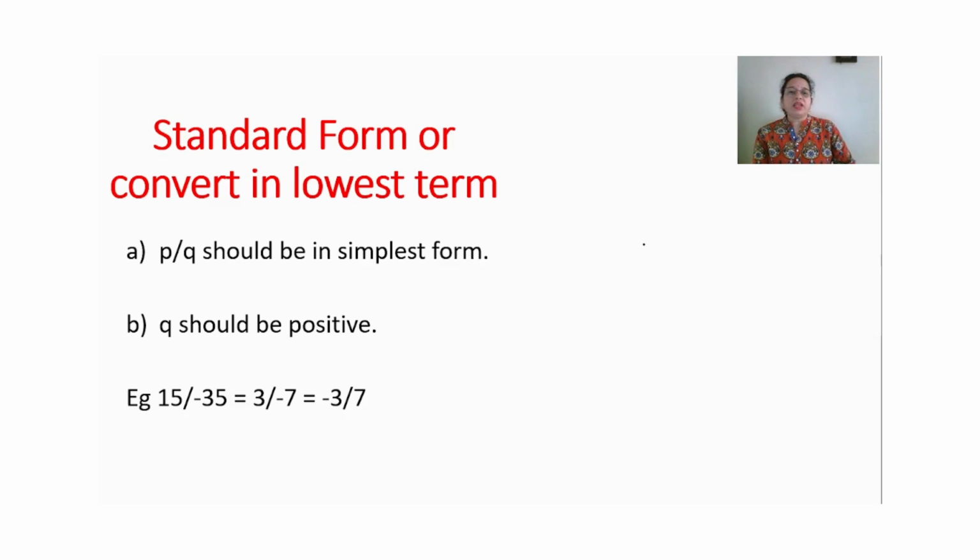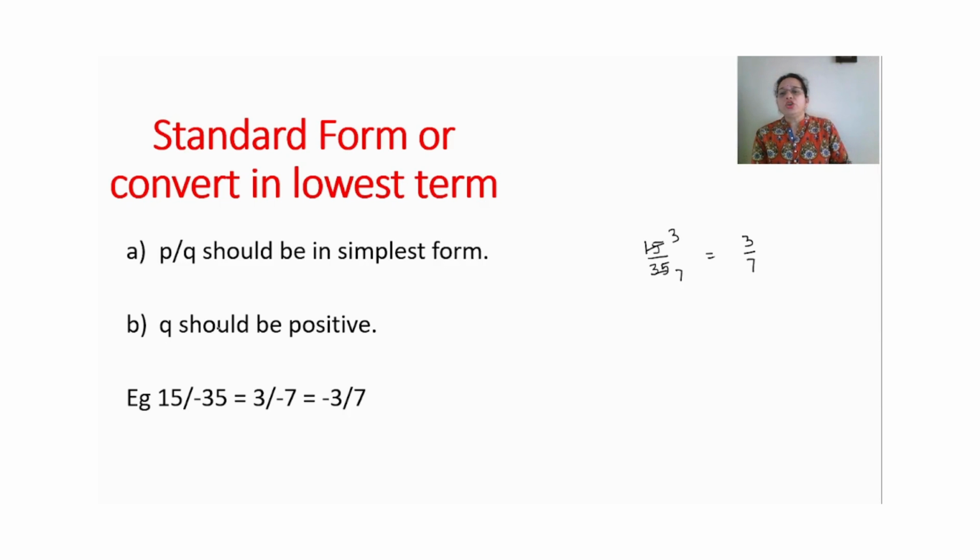Here I have taken the example 15 upon 35. These two numbers are divisible by 5. So how can we cut this? 5 3s are 15, 5 7s are 35. So 3 upon 7. So this is the first step. Always we write down a rational number in simplest form.